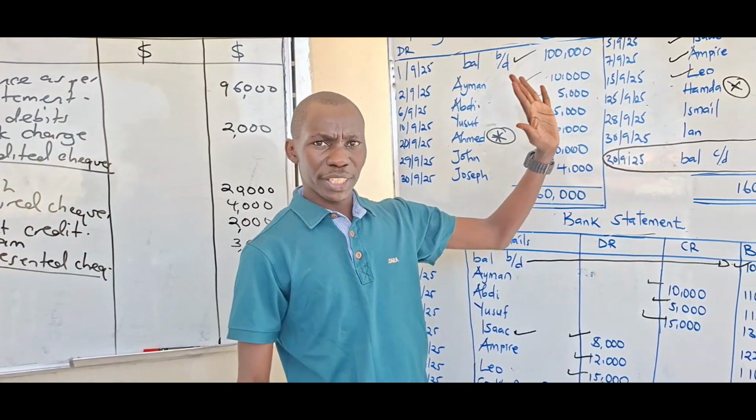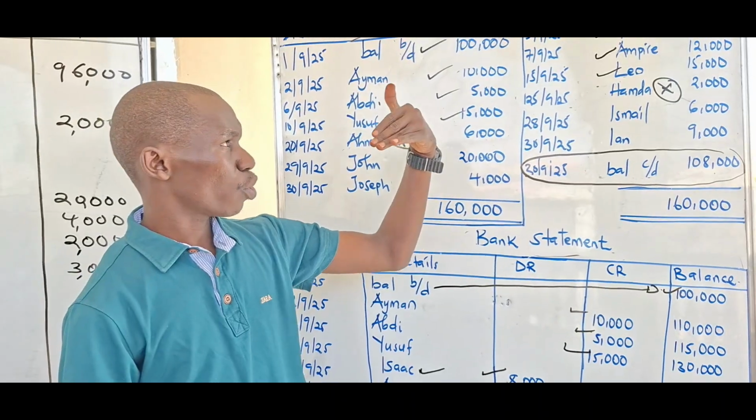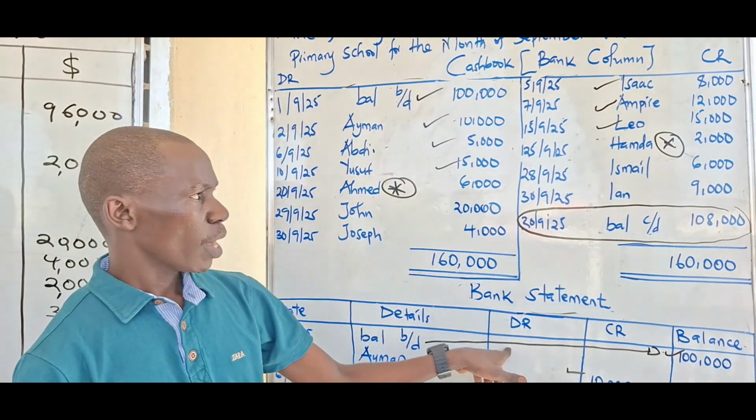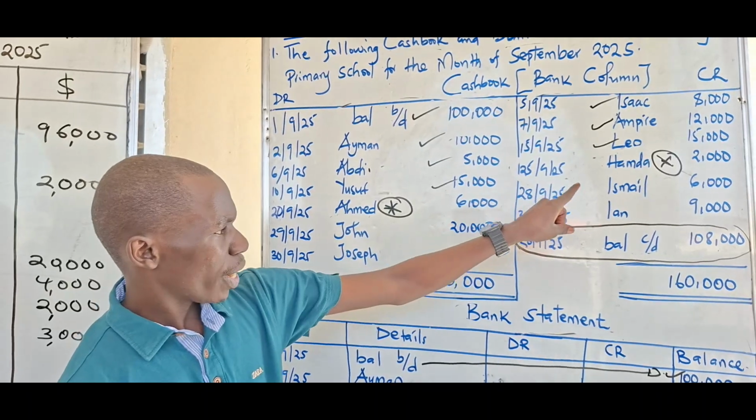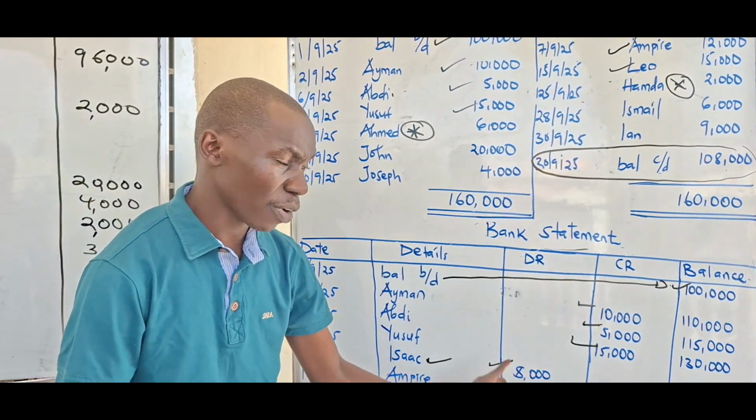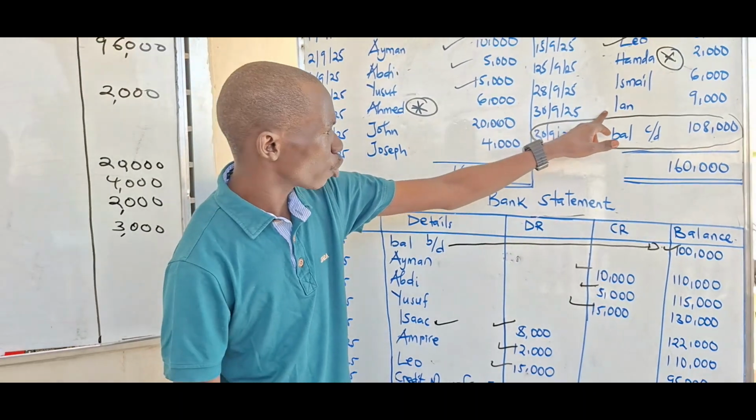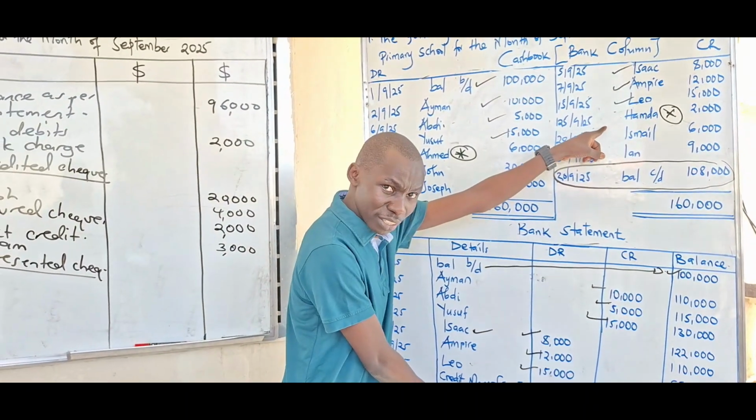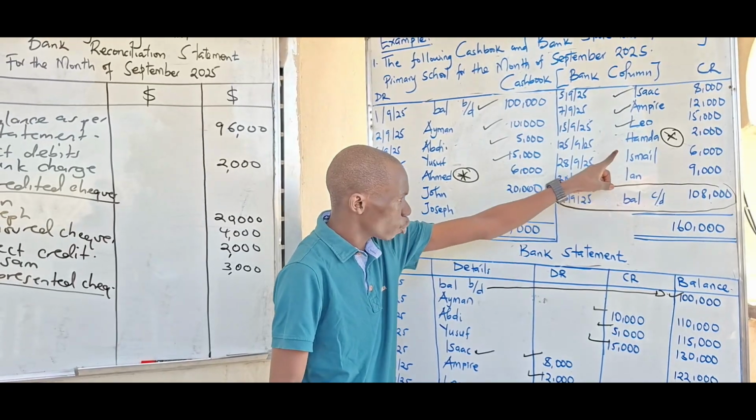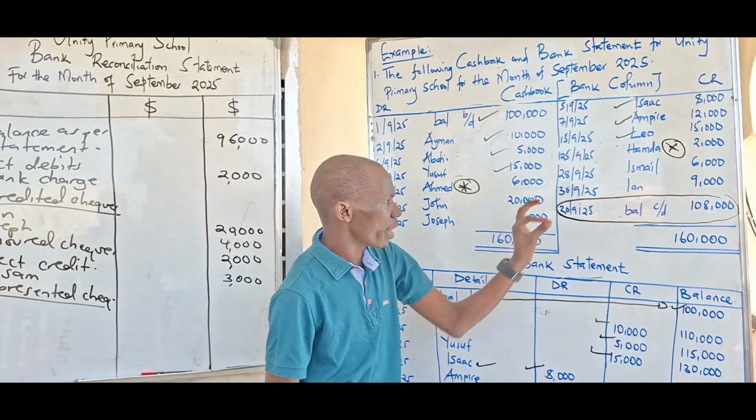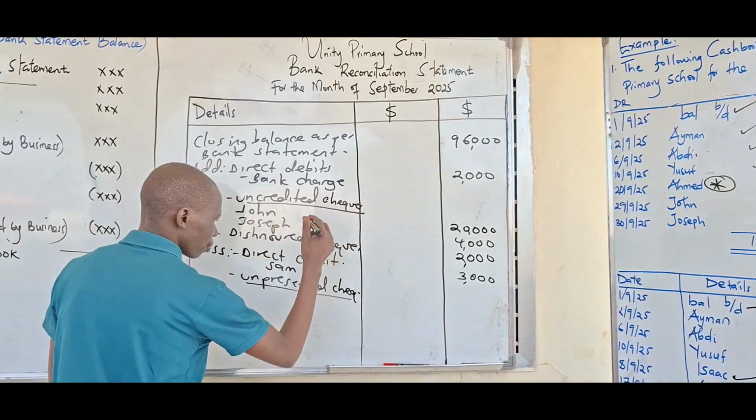When you issue a check, of course, in your cash book you record it on the credit side, but in the bank it will appear on the debit side. Now when you look at these checks, we have Ismail 6,000, but it's not appearing anywhere under the debit column of our bank statement. The same applies to Ian. For Hamda, they have already given us a note that it was a dishonored check. And these ones are not dishonored, but rather not yet presented to the bank. You bring and you subtract from here.